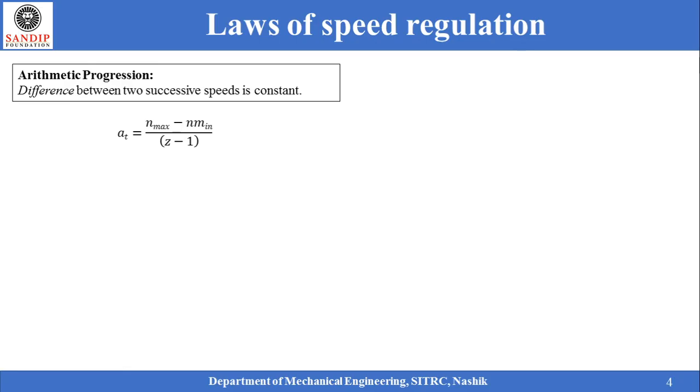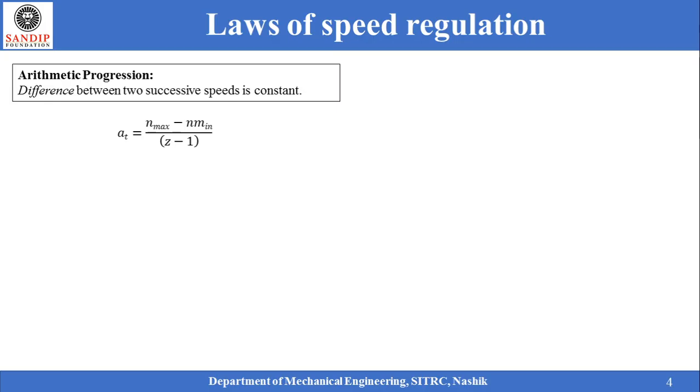Once the speed range has been defined and number of speed steps are defined by the designer, the next decision the designer has to take is in what manner these speed steps must be distributed in the entire speed range. Laws of speed regulation will give this guideline of distribution of speed steps. We will be focusing on two important laws of speed regulation.